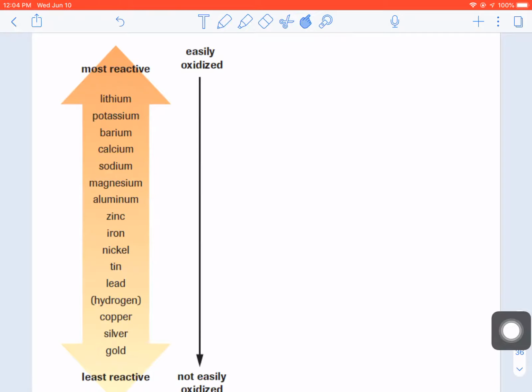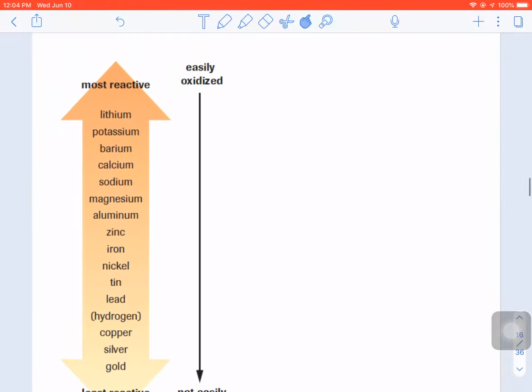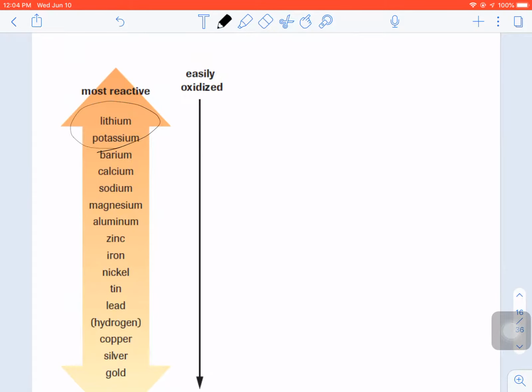The reason why the activity is so different is how easily an element loses electrons. So the elements at this end up here are easily oxidized. They can lose electrons very, very easily. These ones will not lose electrons unless something else comes along and takes them from the elements.